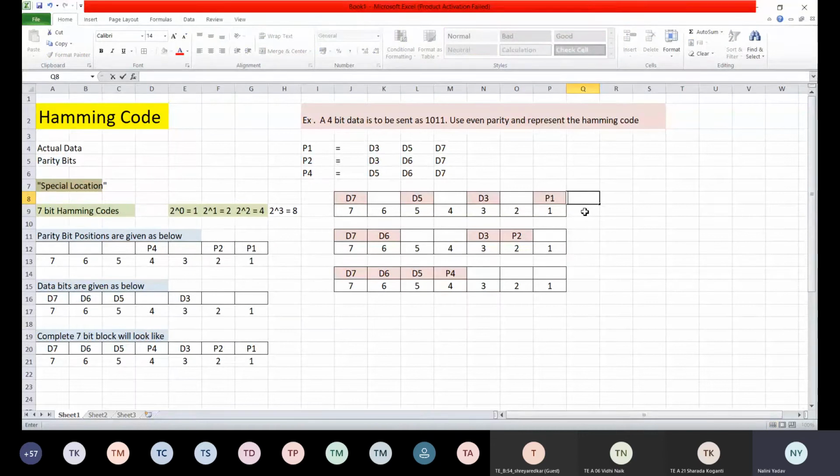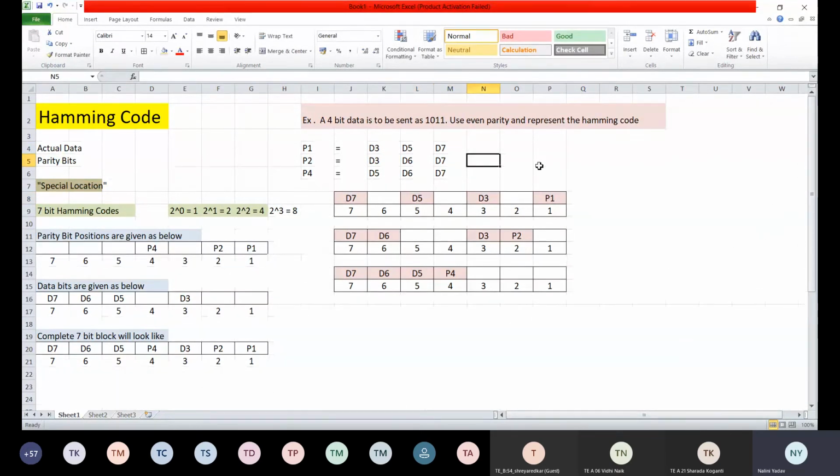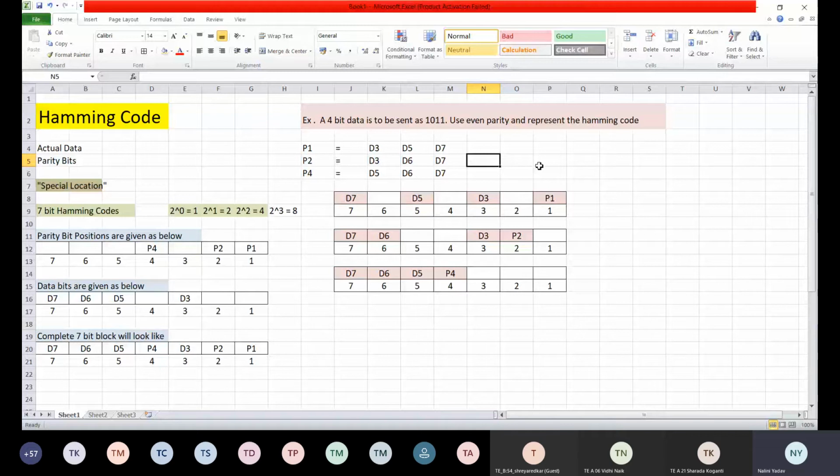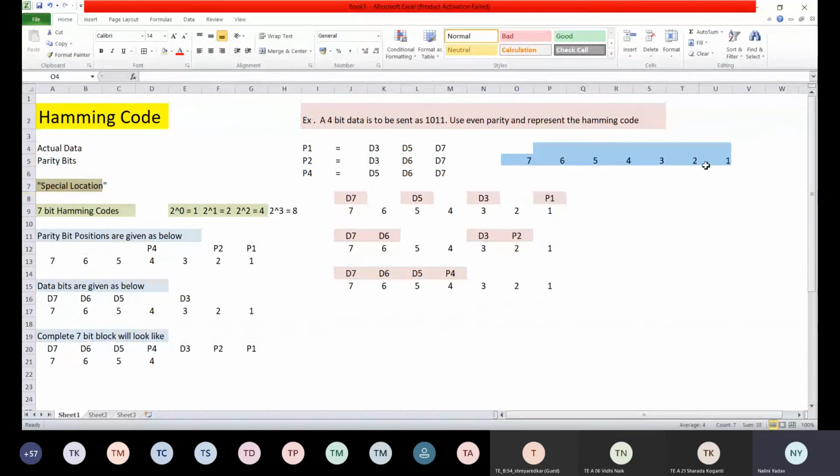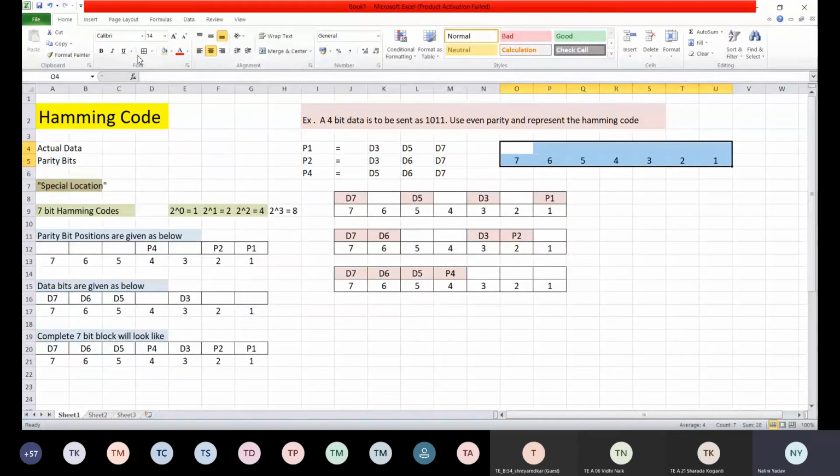So now let's move on to calculate. Now we have to write our data, right? So what is my data over here? 1011. Again we will write the data in our position format: 7 6 5 4 3 2 1. These are my position formats for the data, correct?